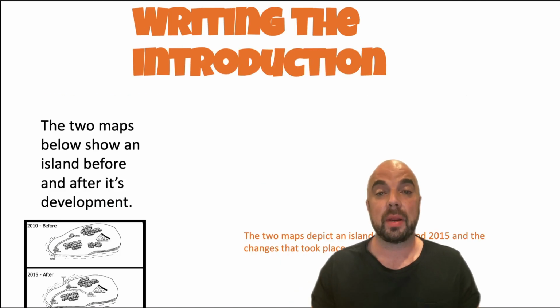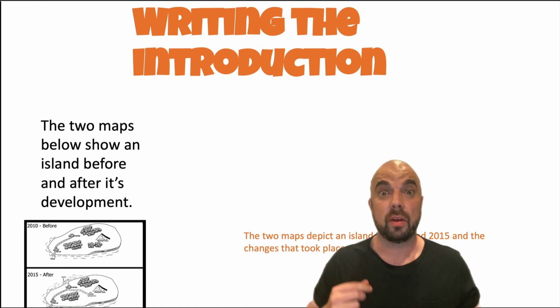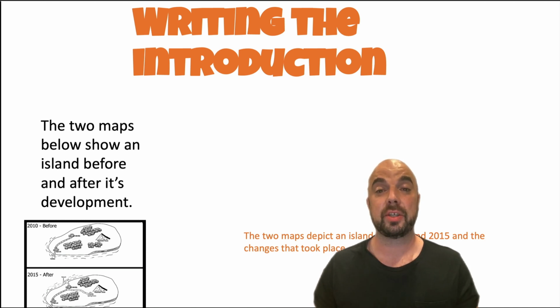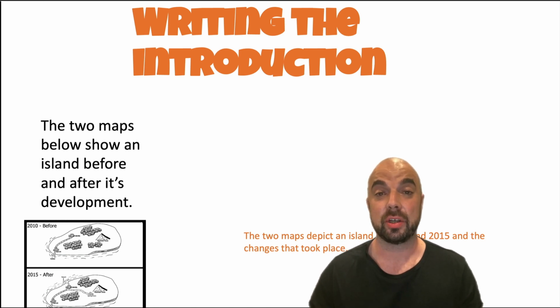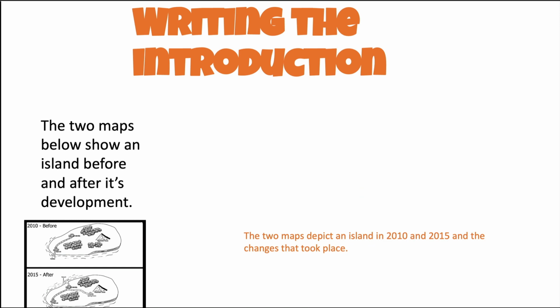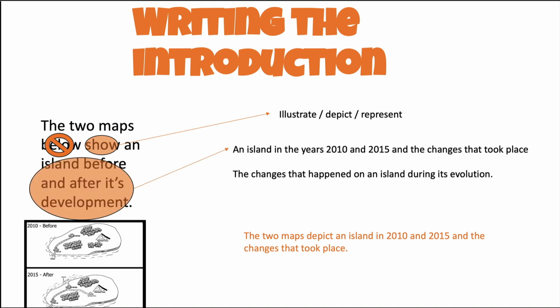Now that we've got the vocabulary sorted and the structure we're going to use and what we're going to talk about with the main features, we can start writing the introduction. With the introduction, you need to paraphrase the description that's given in the exam. So ours was the two maps below show an island before and after its development. Always change show to something like illustrate, depict, or represent. Get rid of the word below.